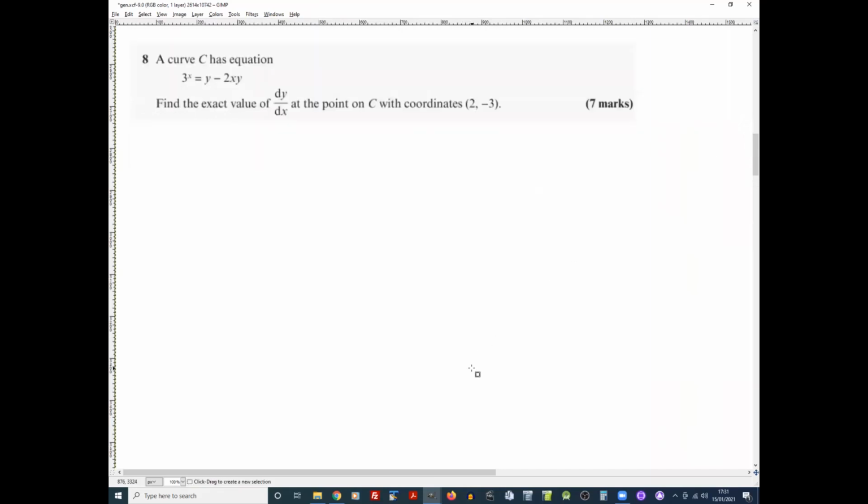Right, here we are. Find the exact value of the gradient at the point on C with those two coordinates. So yeah, a bit different, but similar principle. Going through, the other time we had 0 on one side of the equal sign. It doesn't matter how it's arranged in that respect. Just differentiate term by term with respect to x.